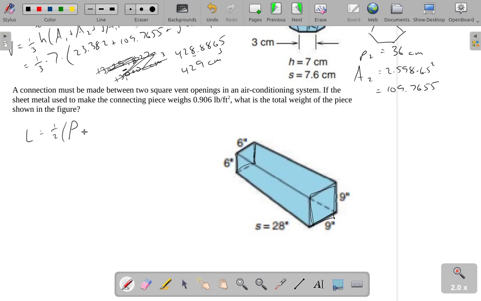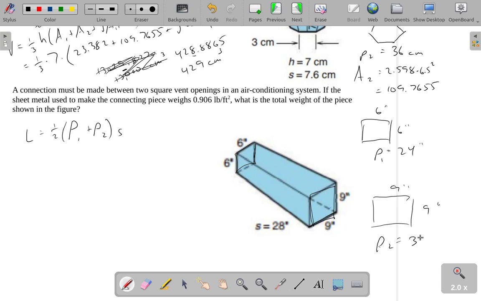1/2, it's the same one we've been using. 1/2 times P1 plus P2 times the slant height. So let me write down what my bases are. This 6-inch opening is one of the bases. And the perimeter here, I'll call this P1, is 6 times 4, which is 24 inches. I don't need the areas, so I'm not going to bother with them. The other base, this one over here, measures 9 inches, and the perimeter of that base would be 4 times 9, which is 36 inches.